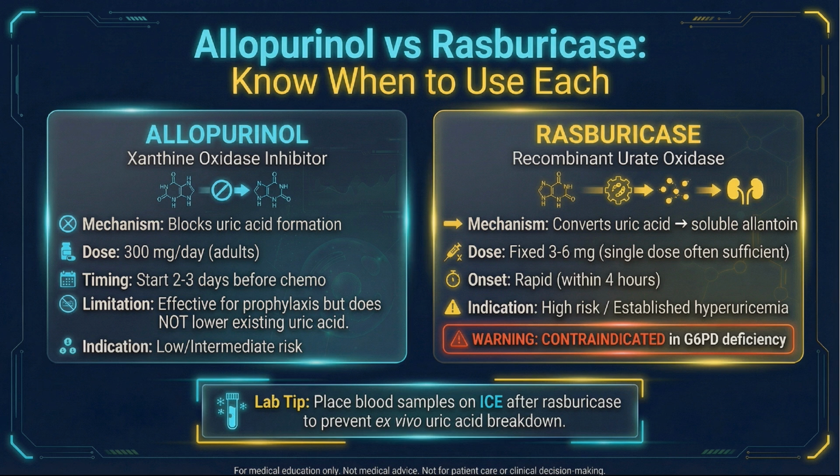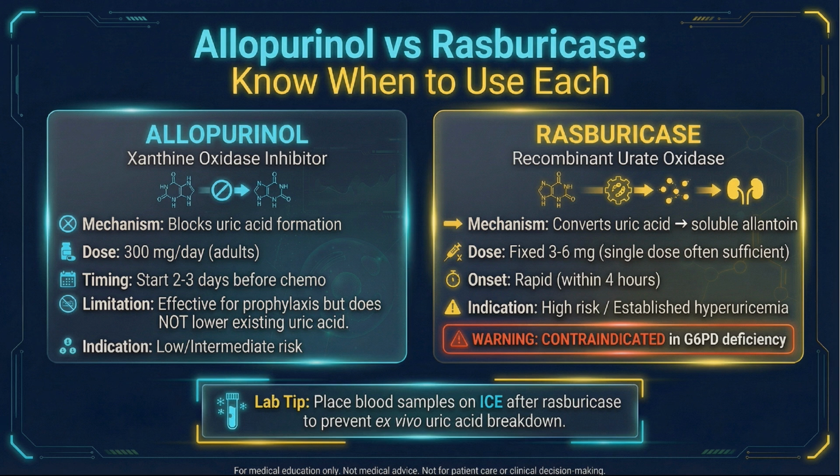It is also a xanthine oxidase inhibitor and serves the same prophylactic purpose. A major limitation of both of these agents is that they do not lower existing uric acid levels. They only prevent its formation. Therefore, their primary role is for prophylaxis in low to intermediate risk patients.